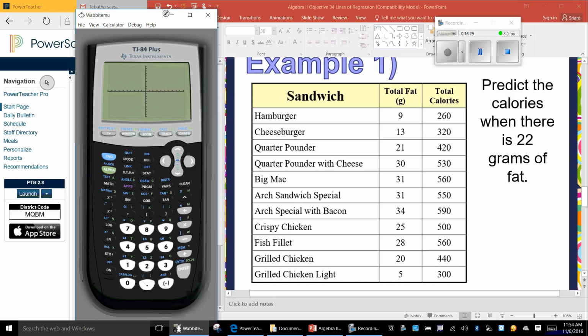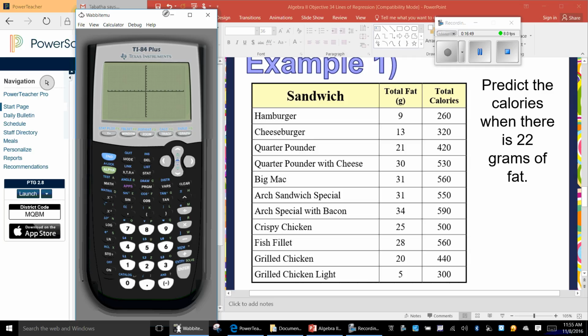First of all, I've got to tell it to plot some points. So first things first, I need to go to my y equals and turn my plots on. You have to arrow up to where it's blinking, hit enter, and turn your plots on. And then I'm going to hit graph again. I still don't see anything.